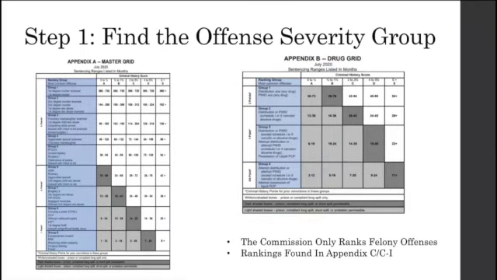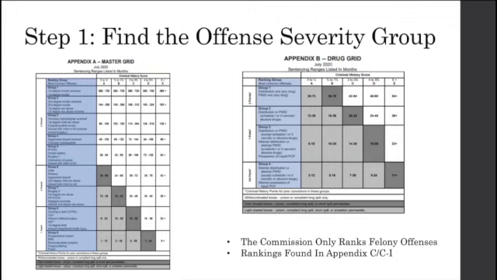So the first step is to find the offense severity group of the offense that the defendant is being sentenced for that day or offenses. So the guidelines have 2 grids, which you should see on your screen. We have the drug grid, which ranks all felony drug offenses in the district. And then we have the master grid, which ranks all other felony offenses in the district. Now, the most common offenses in each severity group are listed on the grids, but all felony offenses are ranked in Appendix C.